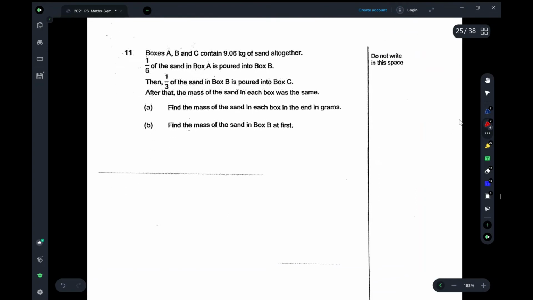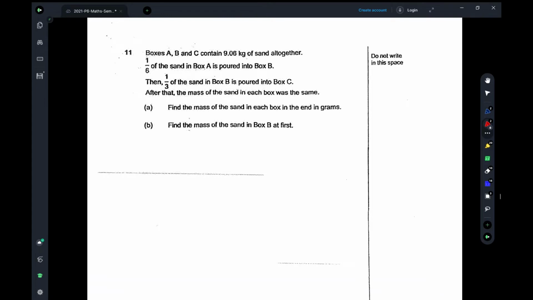Next up. Okay, boxes A, B and C contain 9.06 kg of sand altogether. 1/6 of the sand in box A is poured into box B, then 1/3 of the sand in box B is poured into box C. Okay, so up to here, we know that the teacher is asking us to work backwards. Because something is done, they want to know how much sand there was in each box at first. Then they told you that after that, the mass of the sand in each box was the same.